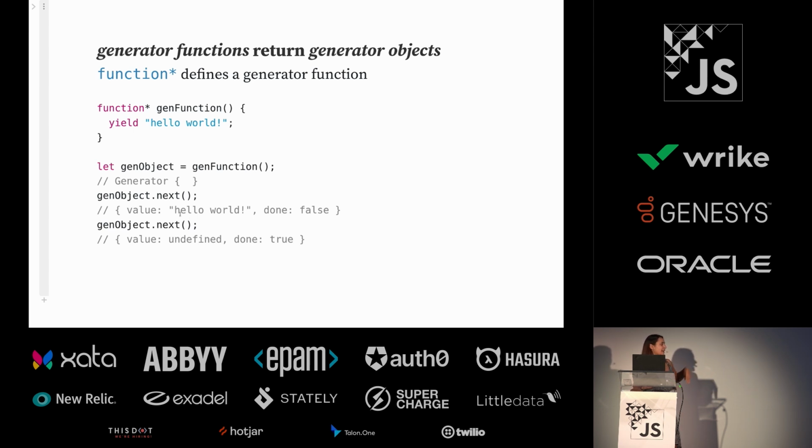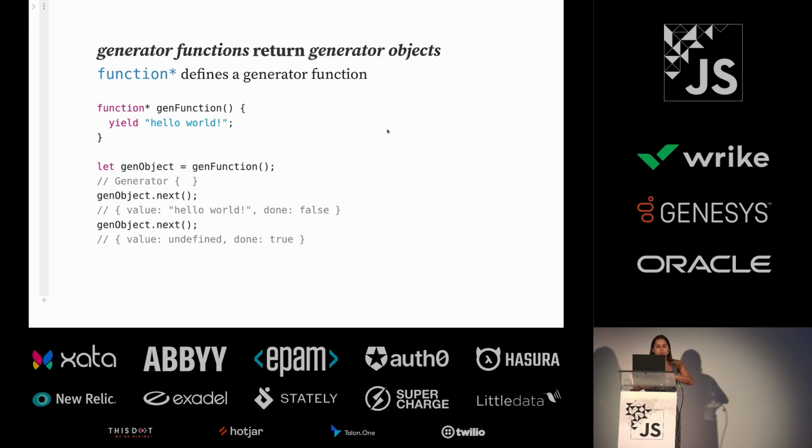When I call next, I get that value, done is false. And what has happened is basically the code is running until here. I yield out that value, hello world. Then when I call next again, the code continues running from where it left off, picking up at the yield statement. And since there's nothing else left in my function, it's basically returning undefined, the last value is undefined, and the done value is true. Now we're done running this function body.